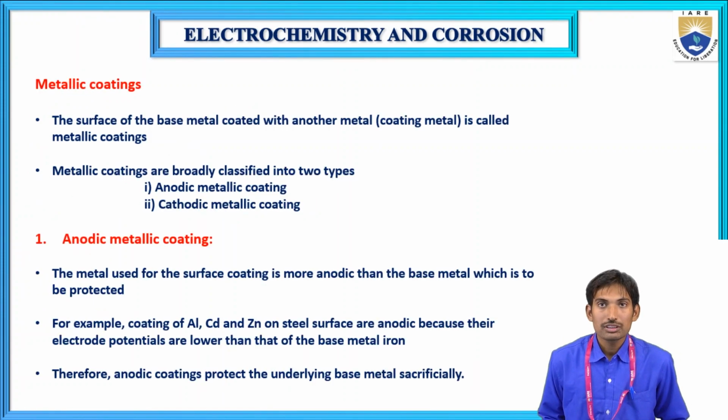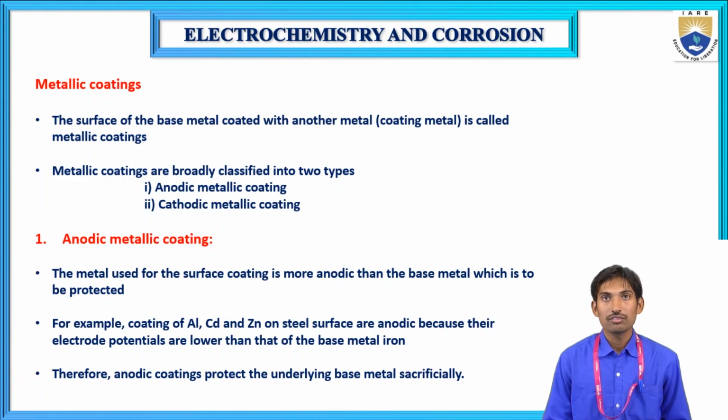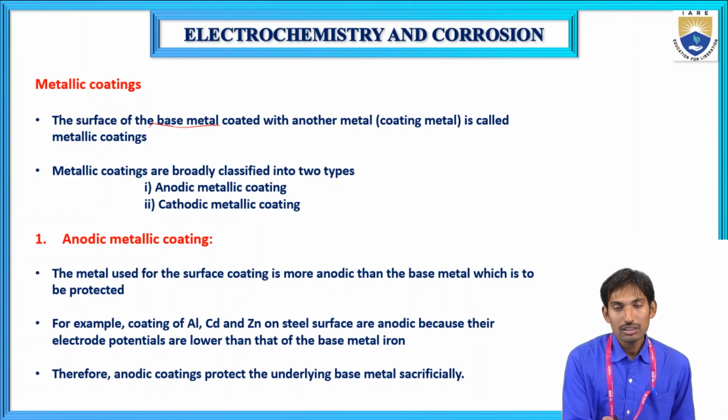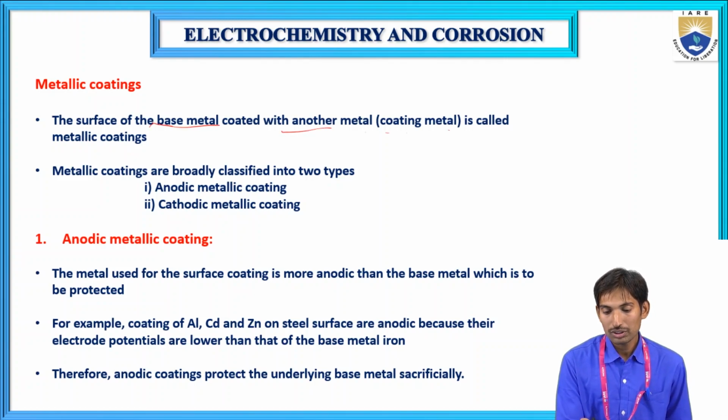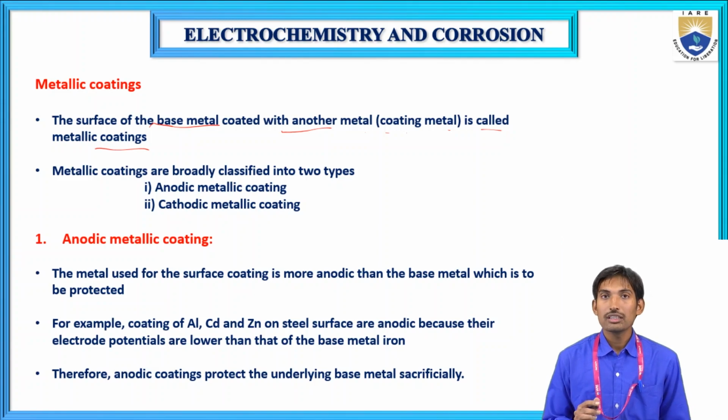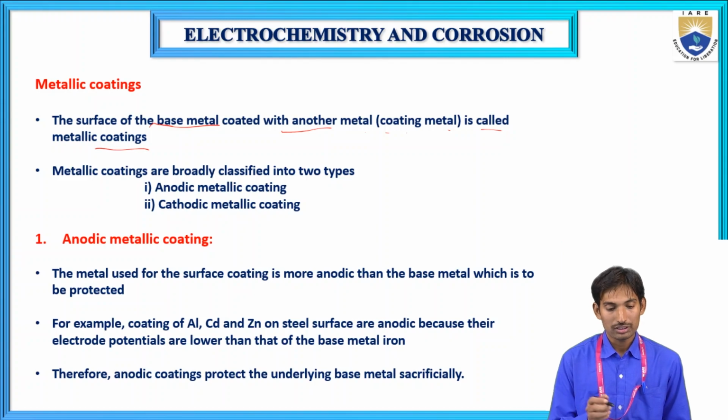First, I am going to discuss metallic coating. What is metallic coating? The surface of the base metal is coated with another metal. Base metal is nothing but the metal which is going to be protected. That is called base metal. So, in metallic coating, the base metal will be protected by using another metal. The surface of the base metal coated with another metal, that is our coating metal, is called metallic coating.